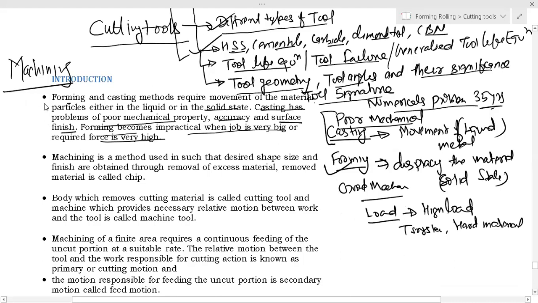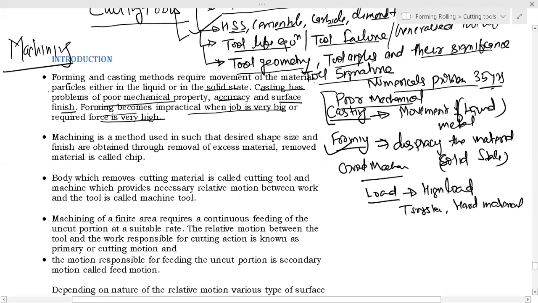This part is clear. Now, when we study a third process or any new process or new technology, you must understand what was the problem with the old technology, because it is the advancement of the technology. So now machining comes into the picture. Machining is a method in which the desired shape and size are obtained through removal of excess material.